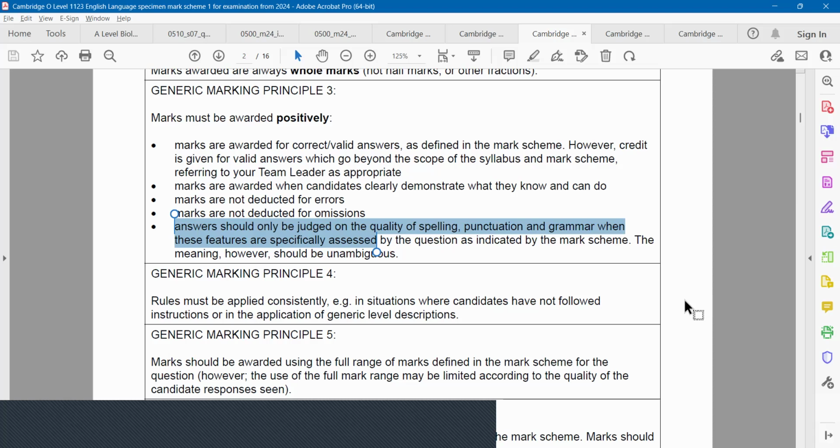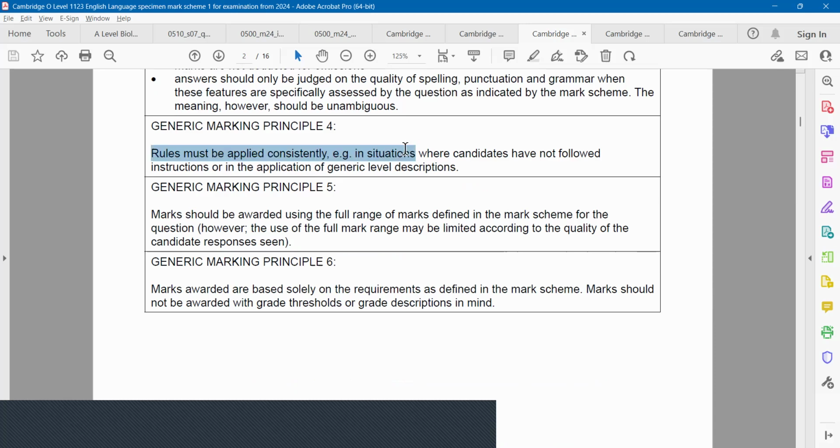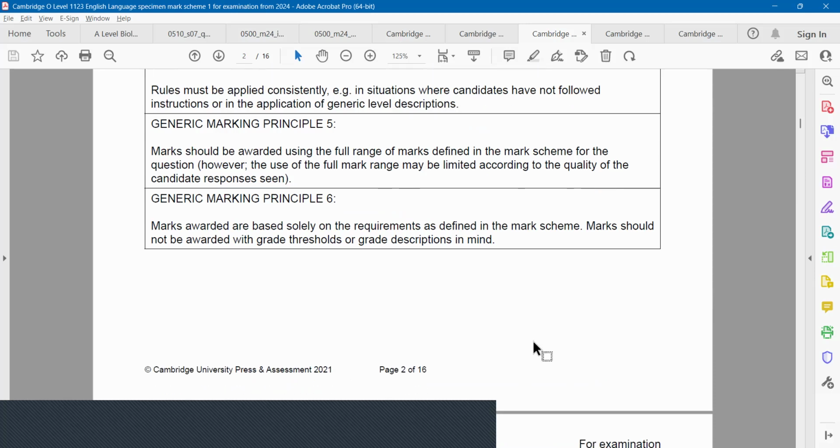But that's not the case for everything. Spellings do matter, obviously, everywhere in your writing paper and in the summary. Your vocabulary and punctuation matter. Comprehension, not so much. So where it's not assessed everywhere, but wherever it is, you'll be graded accordingly. This does not concern you. These rules should be applied consistently, so that's for the examiner.